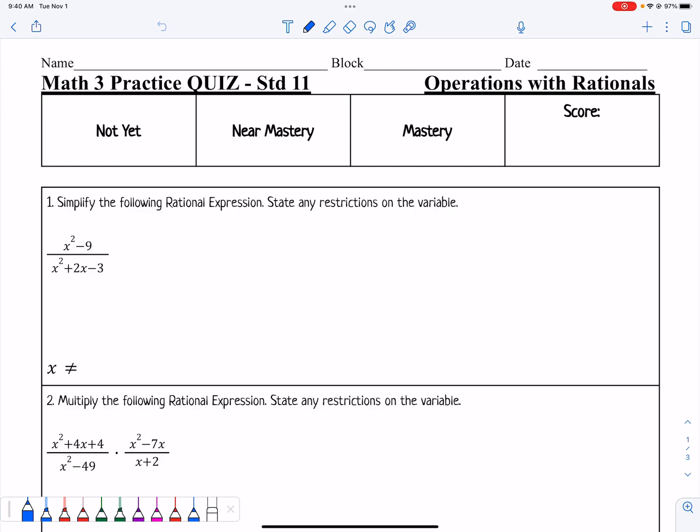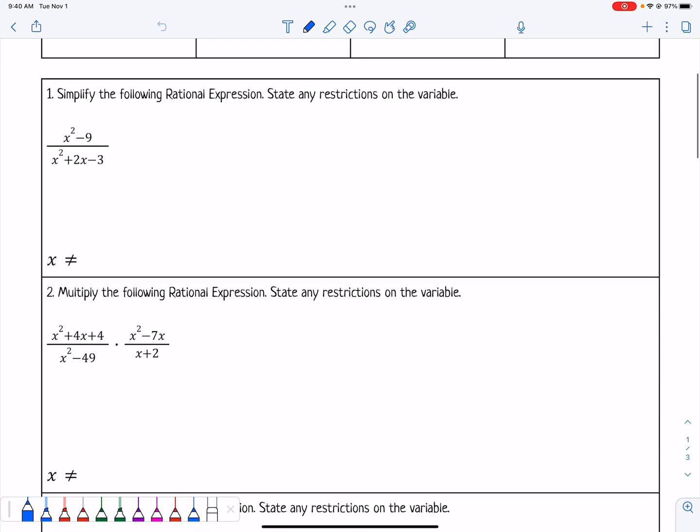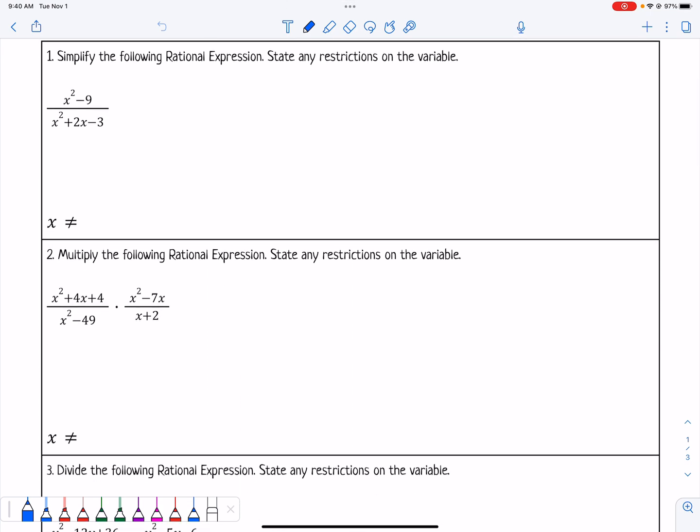Let's take a look at the practice quiz for Standard 11. We're going to look at operations with rationals for these 5 questions. Number 1 says to simplify the following rational expression and state any restrictions on the variable.